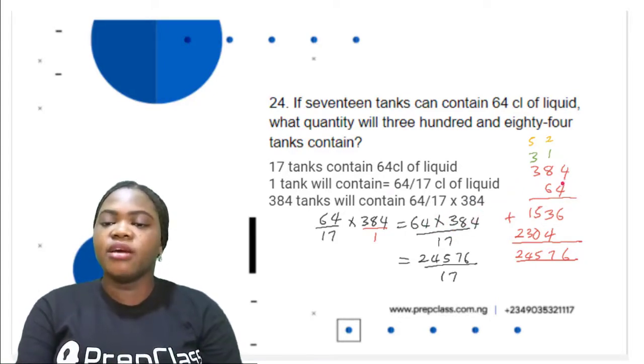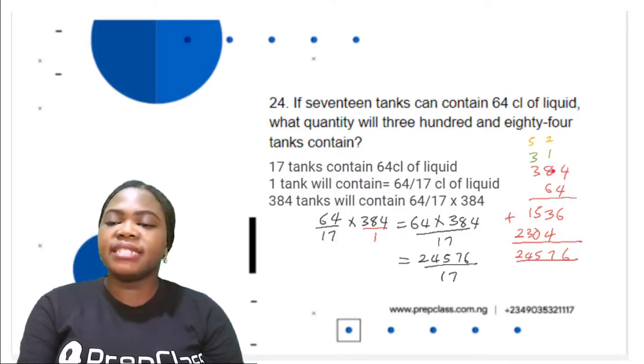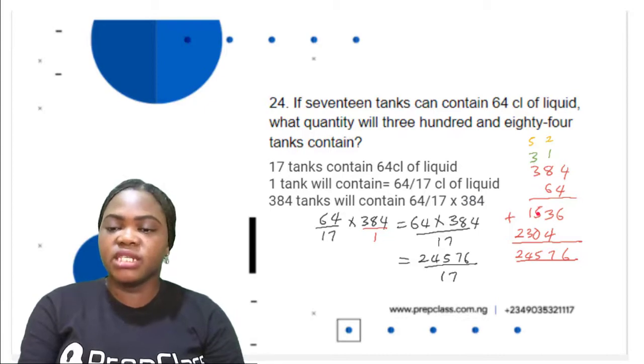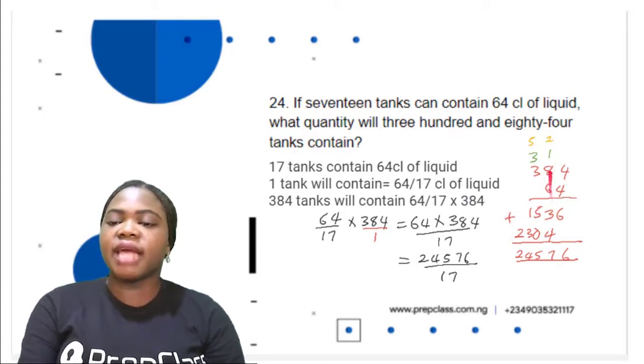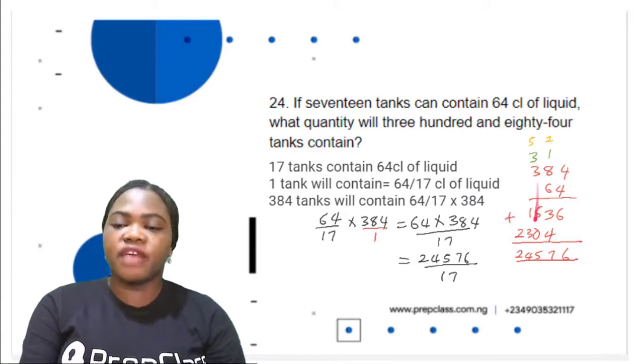Let's do that here. 4 times 4 is 16. Write 6, carry 1. 4 times 8 is 32. 32 plus 1 is 33. So write 3 and carry 3. 4 times 3 is 12. 12 plus 3 is 15. 6 times 4 is 24. Write 4, carry 2. 6 times 8 is 48. 48 plus 2 is 50. Write 0, carry 5. 6 times 3 is 18. 18 plus 5 is 23.